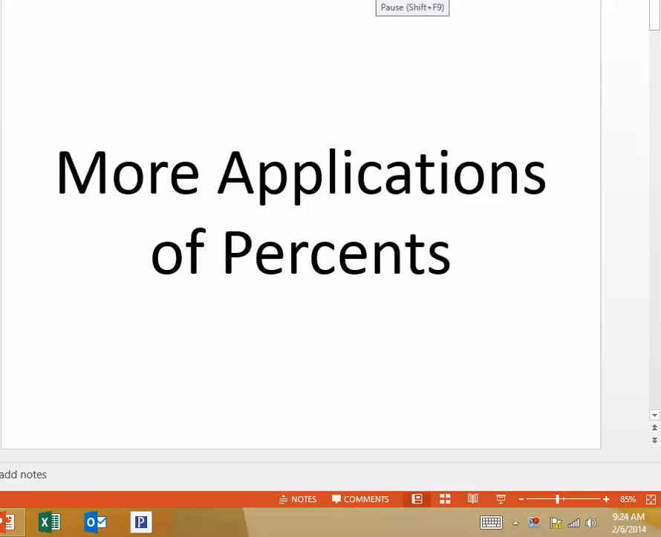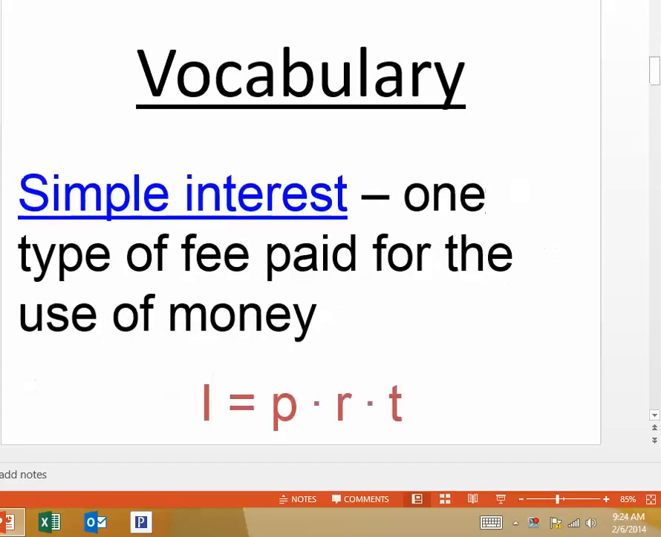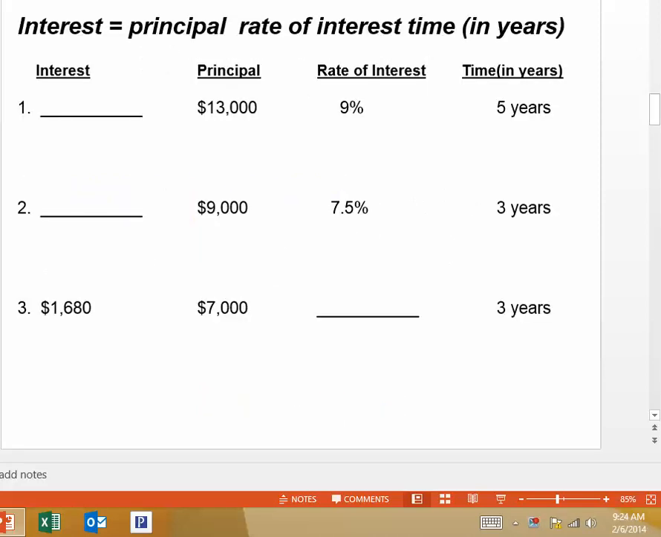Today we're going to take a look at the application of percents, in particular with money. Interest is money that is paid to the bank or to you when money is borrowed. Simple interest is one type of fee paid for the use of money. We have a formula: interest is equal to the principal times the rate times the time. T stands for time. Interest, principal, rate of interest, and time in years.